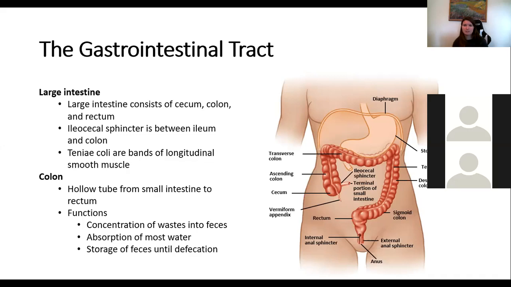And it's going to be good because it'll conserve water in your blood. And we spent a lot of time talking about how it's important to control our water balance in order to control things like blood pressure. So most of the water is going to get absorbed in the colon, and it's going to basically store feces until defecation, which is just pooping. So we will pick up with pooping on Wednesday.